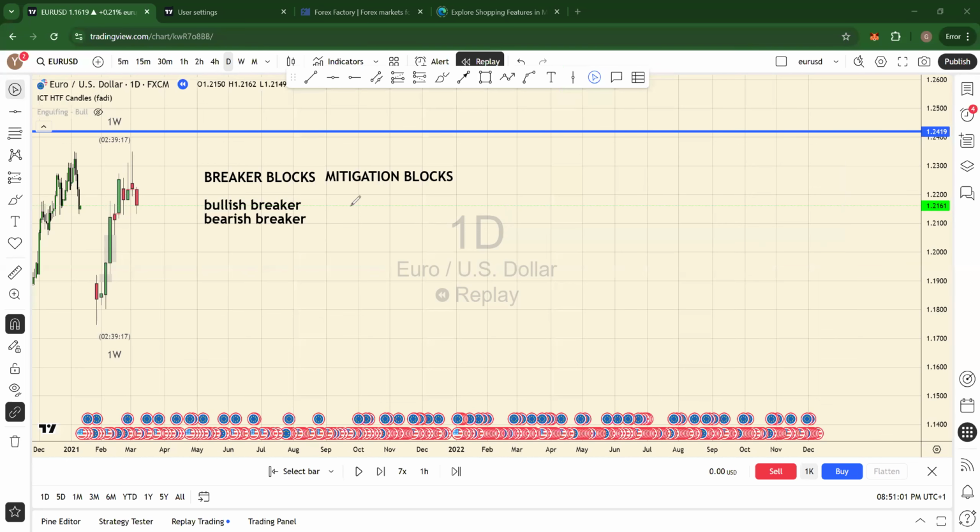Now let's talk about mitigation blocks. From the word mitigation, it simply means it's a zone or order block that has already been mitigated. Now you can have something like this. Let me try to draw one.